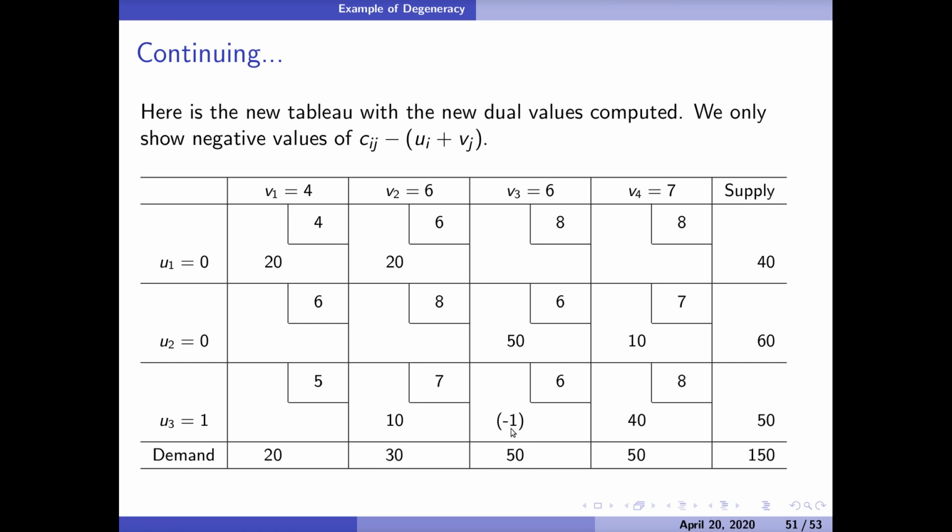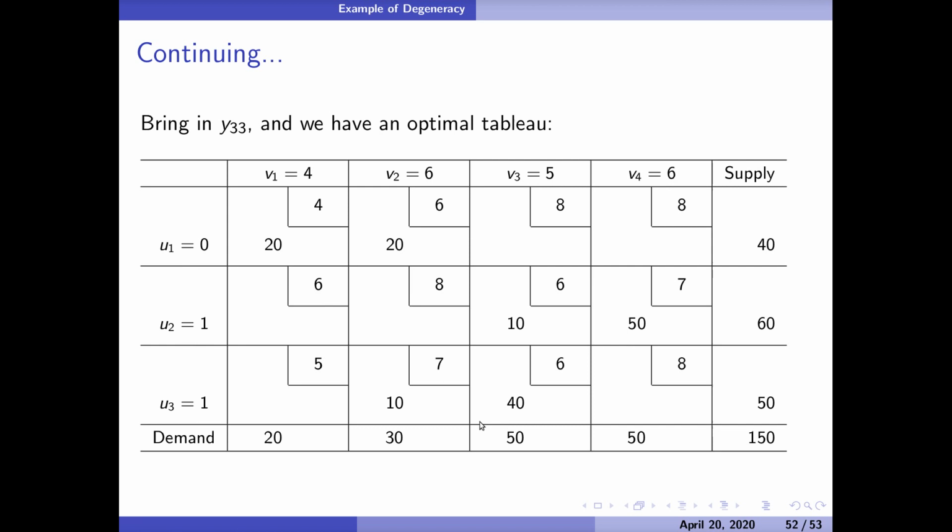We have to bring this cell in next. Okay, and then if you do that, you should get this as your basic feasible solution. And this is the optimal solution. So double check this problem and see that you get the same answer.